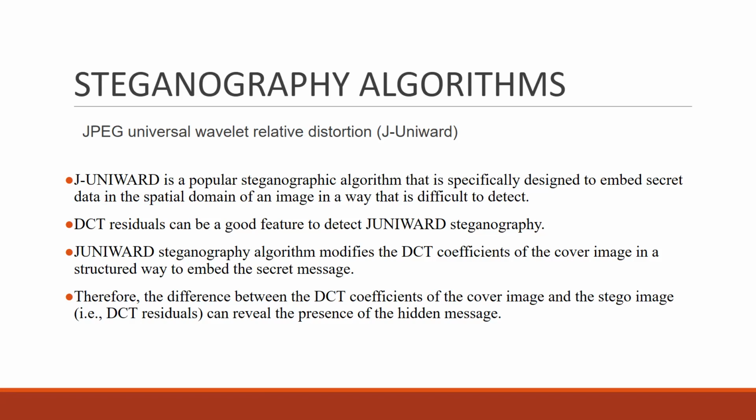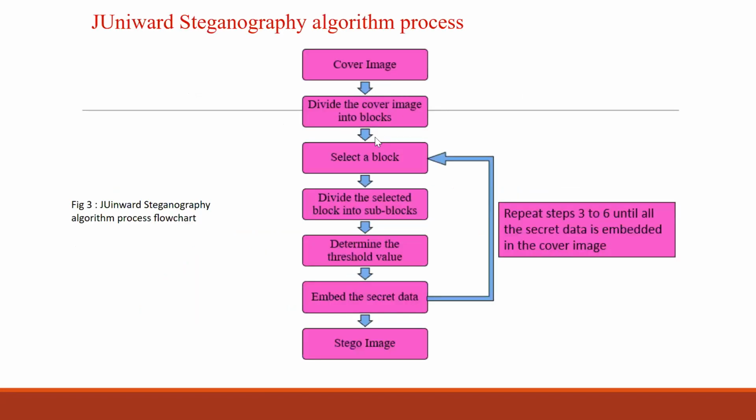Next slide. Yeah, this is the process of J-UNIWARD steganography. Aditya will explain. So here are the steps involved in the J-UNIWARD steganography algorithm process. The first step involves choosing a cover image. So select an image that will be used to hide the secret data. This image should be large enough to contain the secret data.